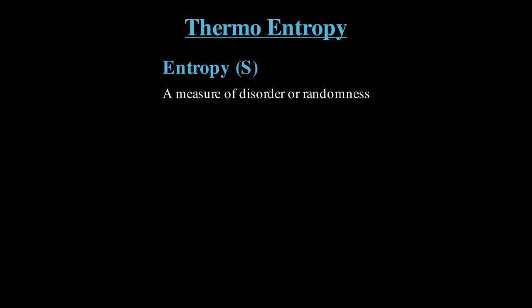Next, let's talk about a concept called entropy, symbolized by the letter S. Entropy is a measure of the disorder, randomness, or chaos within a system. Its units are typically joules per Kelvin per mole. A key point is that for any spontaneous process occurring in an isolated system, the entropy always increases.